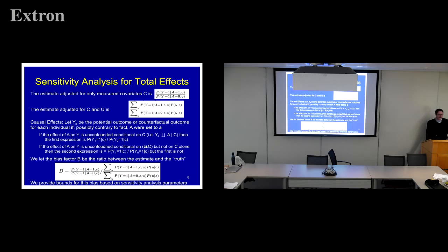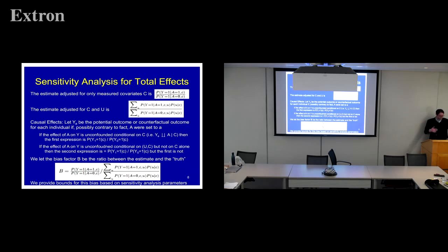But if we needed U as well, then the second empirical expression would equal the true causal effect, but the first would be biased. And so what we're going to do is define a bias factor, which is a comparison of the ratio between our estimate, having adjusted only for the measured covariate C, and essentially the truth, what would have happened had we adjusted for U as well. And we'll provide an expression for this bias factor B, or we'll be able to bound this bias factor B with various sensitivity analysis parameters relating the unmeasured confounder to the exposure and the unmeasured confounder to the outcome.